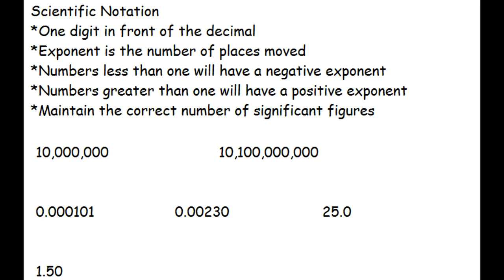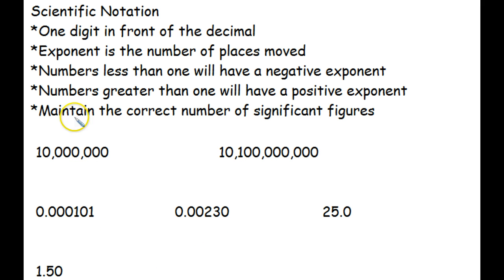Your exponent is the number of places moved. So if your exponent was 3, it means that you moved 3 decimal places. If you have a number that is less than 1, your exponent is going to be negative. If it's greater than 1, the exponent will be positive. And when you write scientific notation, you're supposed to maintain the same number of sig figs that you had to begin with. So let's look at some examples.